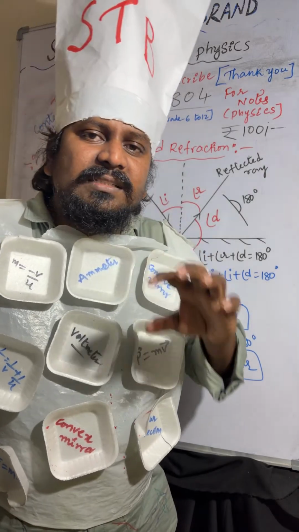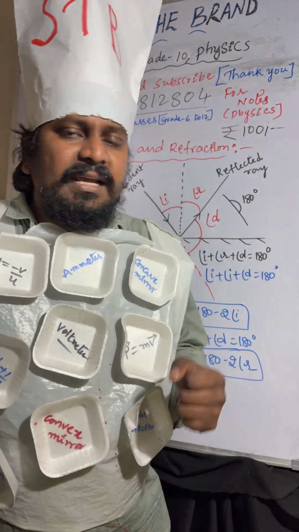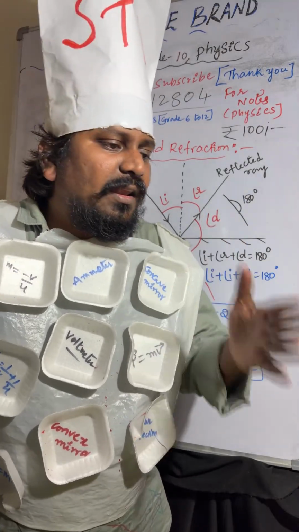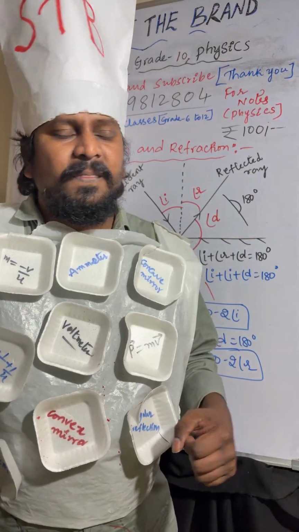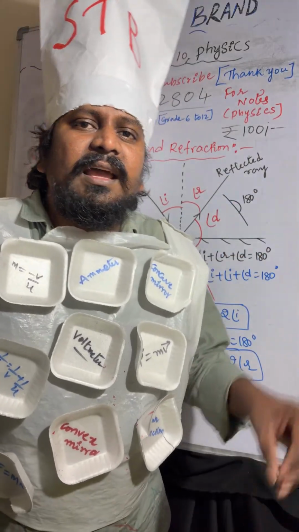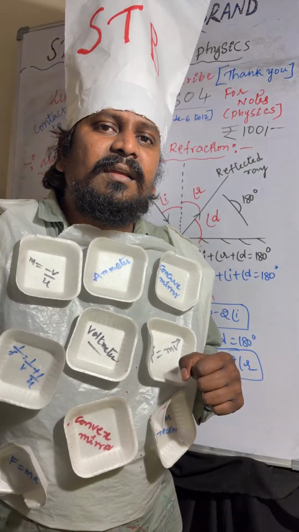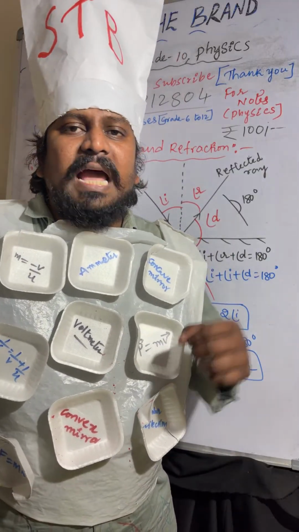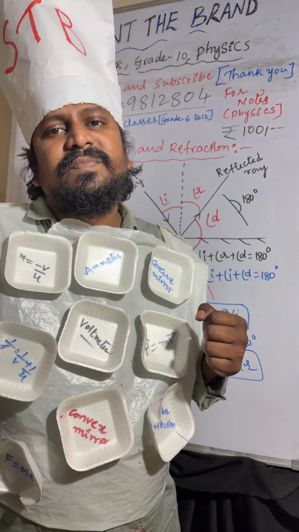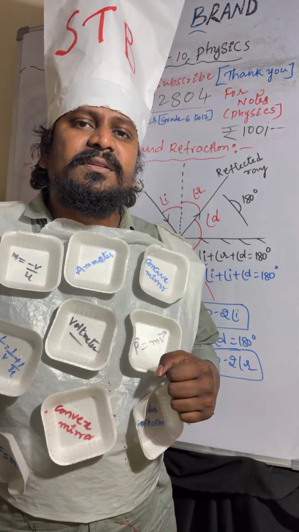And laws of reflection. What are the laws of reflection? Point number 1: the incident ray, reflected ray, and normal line lie on the same plane. Point number 2: the angle of incidence is equal to the angle of reflection.